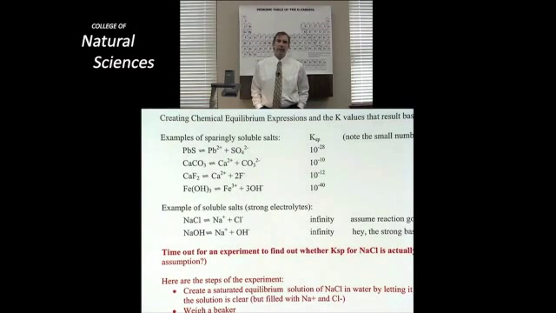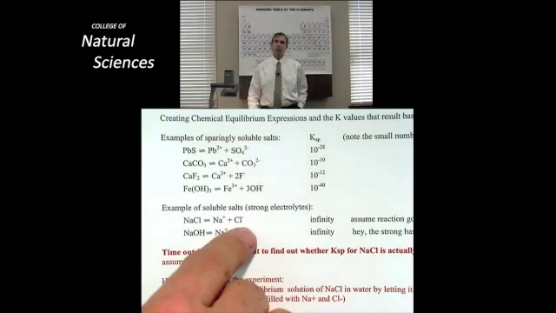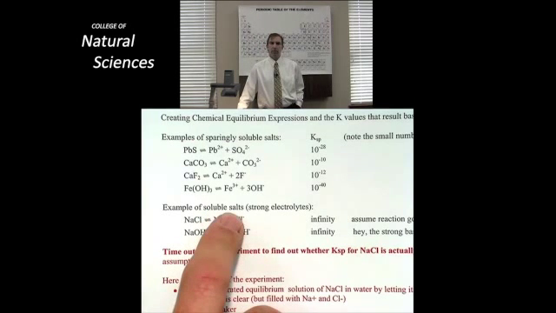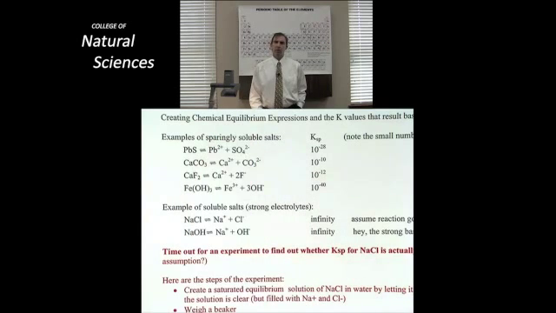So let's go ahead and take a look at the math associated with this by first examining some typical kinds of KSPs. I've got two different kinds of salts I want to show you. One of them I'm going to call a soluble salt, and the other I'm going to call a sparingly soluble salt. Let's look at their K values and what we're talking about.